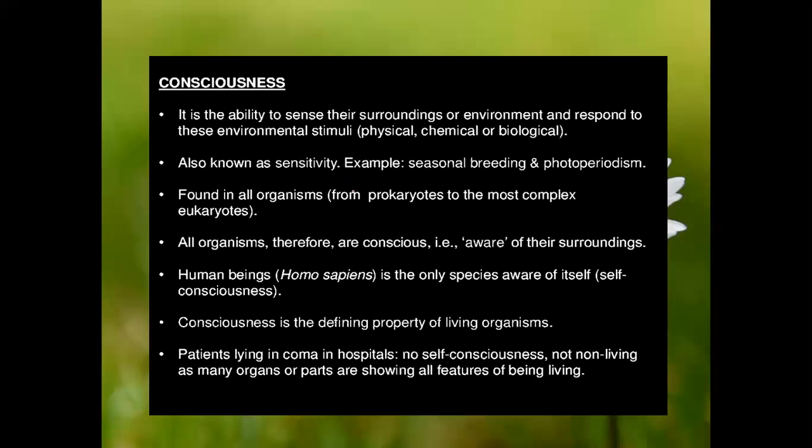Found in all organisms, from prokaryotes to the most complex eukaryotes. Yes, prokaryotes are nothing but organisms without a defined cell structure and a cell wall, whereas eukaryotes have a cell membrane and a defined cell structure. Okay, you must have studied this in your lower classes as well, what are prokaryotes and eukaryotes. We will also know what the differences are which make prokaryotes and eukaryotes different.